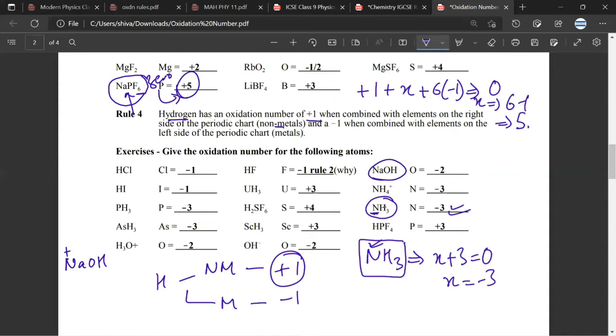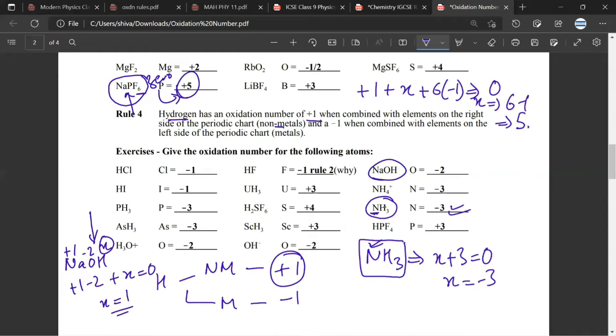Now Na will always take an oxidation number of +1. Usually oxygen takes an oxidation number of -2. Hydrogen, I don't know, let me call this x. So +1 -2 plus x is equal to 0, and x would be equal to 1. Do you see this as the oxidation number of hydrogen? Yes, sir.